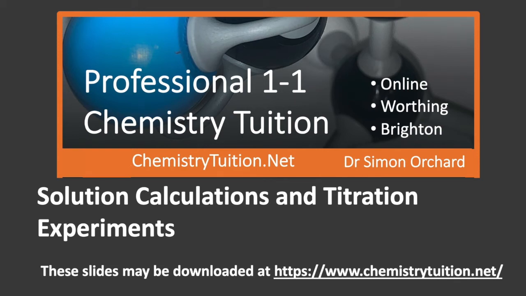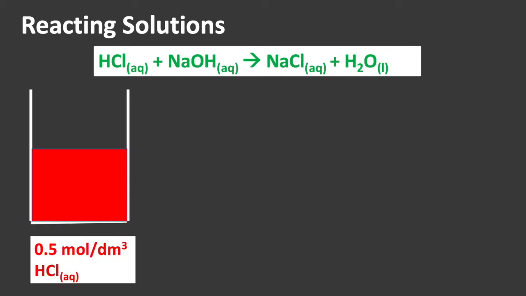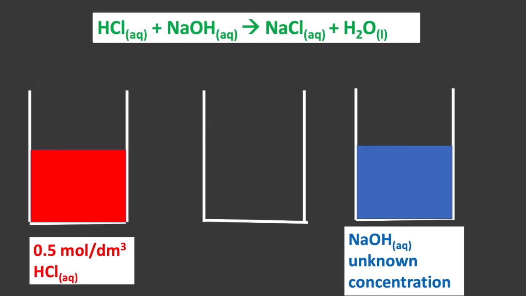In our video today, we're going to go through some solution calculations and also how we perform titration experiments. So let's say we're going to do this experiment. We've got some hydrochloric acid, HCl, and sodium hydroxide solution, NaOH, and that forms sodium chloride solution and water. So we take our 0.5 mole per decimeter cubed HCl, and we also have some sodium hydroxide, but we don't know the concentration of that. And the aim of the experiment is to find out that concentration.